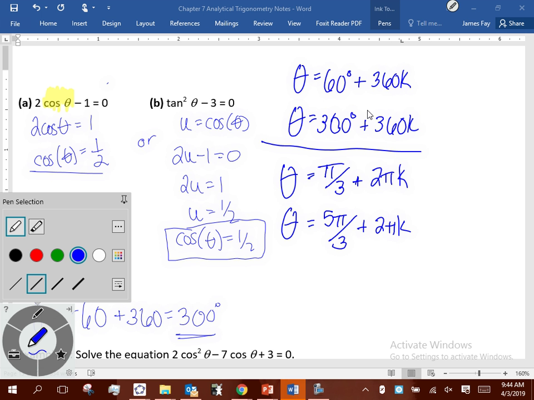I get a lot of people who come and say, "I've been doing this question, I know I'm doing it right, I'm writing everything the way I'm supposed to," and I look at their answers and they got 60 plus 2 pi k. Well, if they convert the 2 pi to 360, they're right. So it's just a typo type thing.